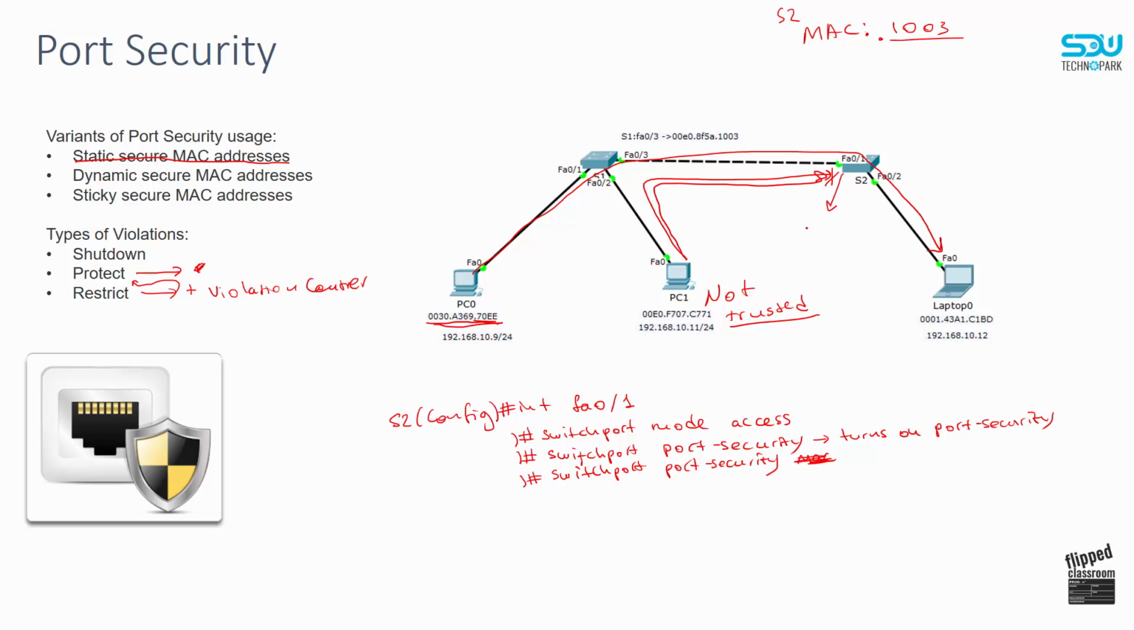restrict mode increases the counter to 1. Okay, one violation happened. When a second violation happens, it will be 2, then 3, and so on, so that it can make log files and save logs to a predefined server, so you can analyze how many violations happened in this port. But protect mode does not make such a violation counter.